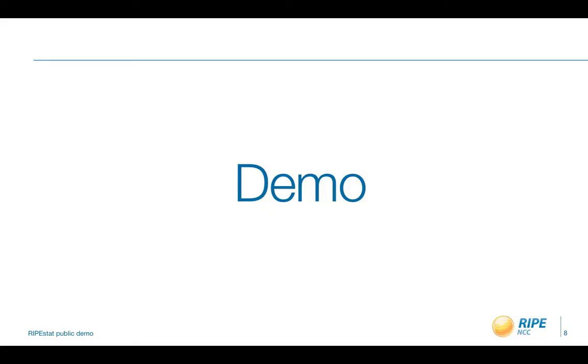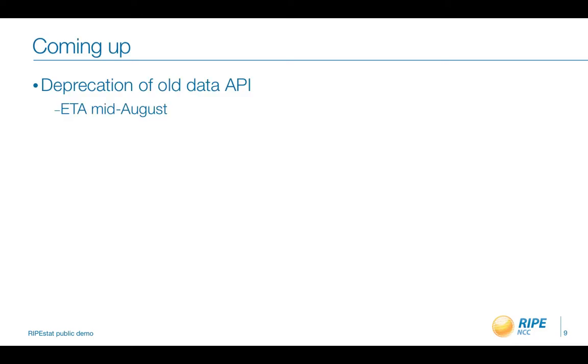Okay, so back to our presentation. What things do we have in the pipeline? One thing that was already mentioned is that due to finishing the conversion of all the RIPEstat views to widgets, and also the upgrade of the mobile application to strictly use the new data API, the serving of the old data calls will be deprecated. The switch off is estimated for half August.